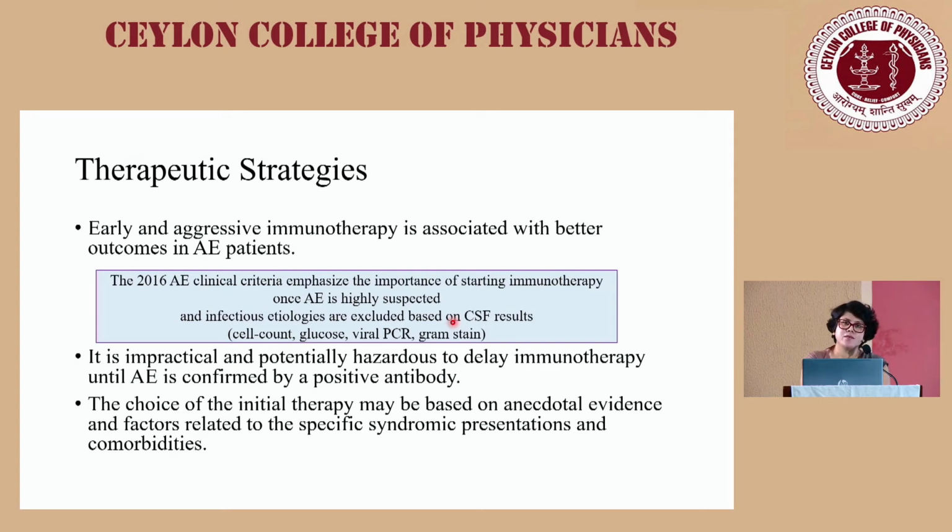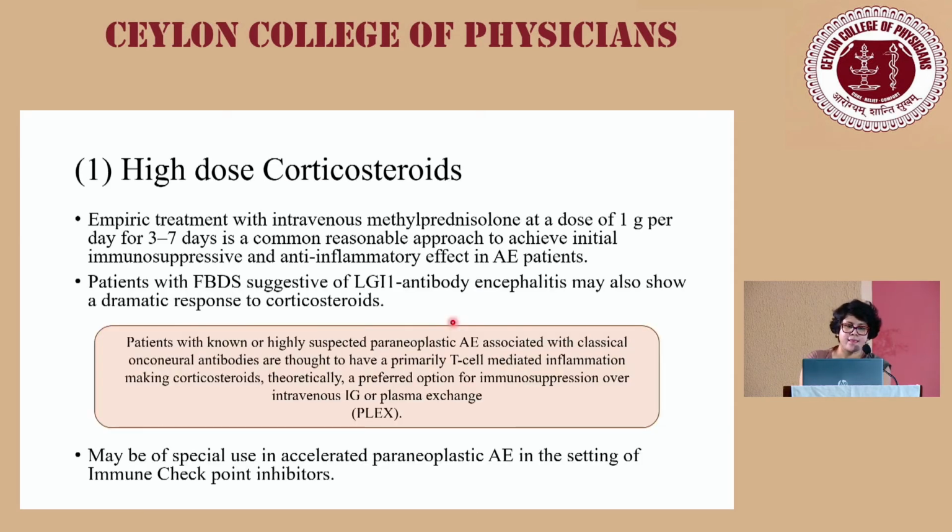Therapeutic strategies mainly involve immunotherapy. Once we have excluded the infectious etiology, if the diagnostic suspicion is high, we have to always start immunotherapy early because delaying it will be hazardous. So it starts with a high dose of corticosteroids, methylprednisolone 1 gram per day for 3 to 7 days at least. Most antibody-mediated encephalitis responds at least partially to steroids. But remember that malignancy-associated ones, the paraneoplastic encephalitis, respond poorly to immunotherapy. But out of the other immunotherapy options, for the steroids, they will respond.